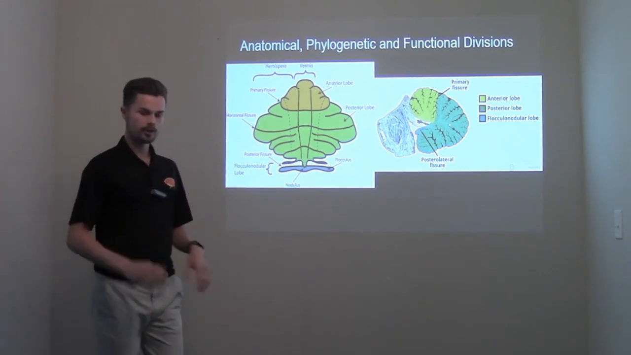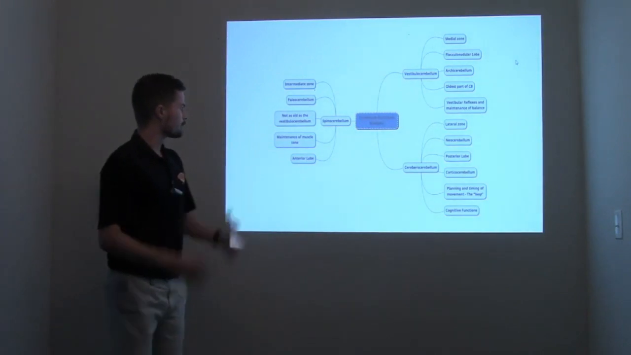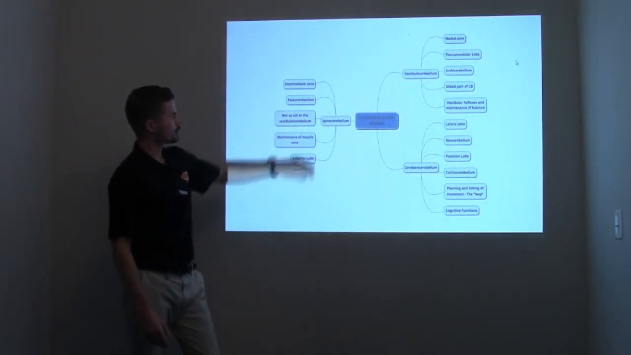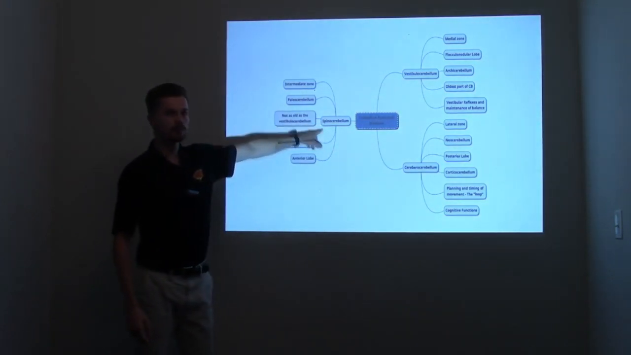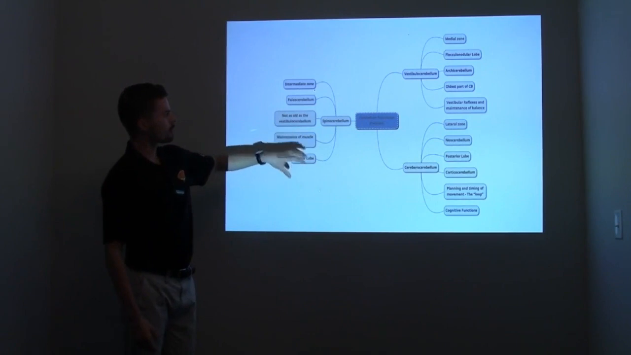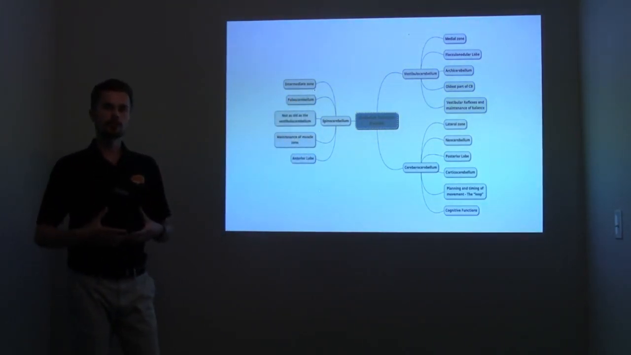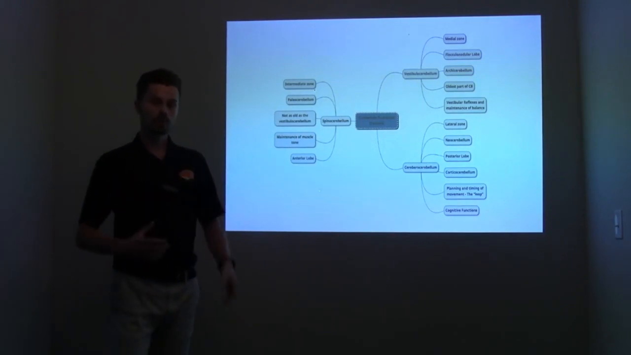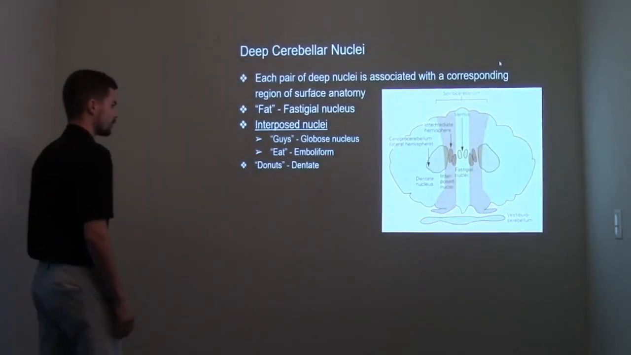So I have another slide that'll give you a little bit of a mind map of what's going on here. So we started off with the vestibulocerebellum, cerebrocerebellum, and the spinocerebellum. Okay, those are our functional divisions. And then all these parts of the cerebellum are associated with deep cerebellar nuclei that are going to give the output of the cerebellum.